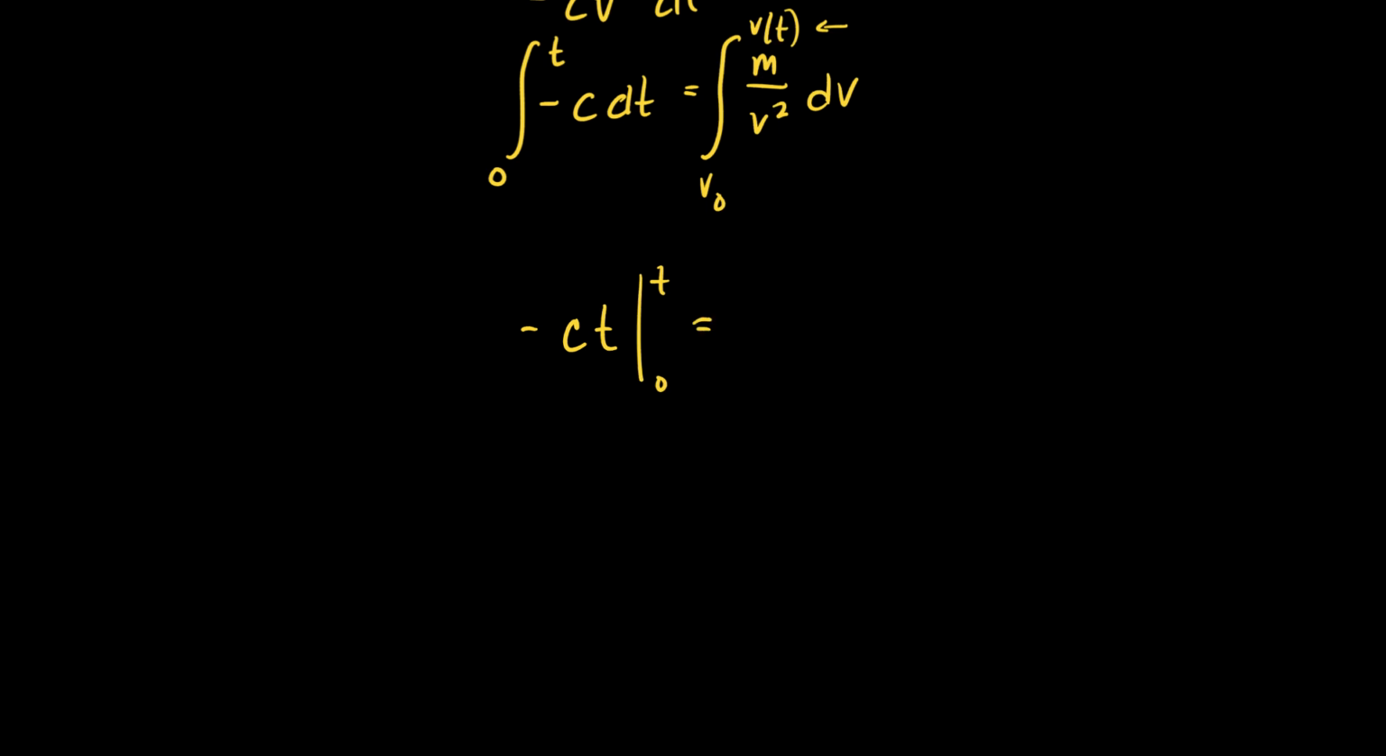On the right side, the m is just a constant. It can come out front. So I think you're all pretty aware of that. We're talking about a polynomial. I know it's 1 over v squared, but it's v to the negative 2 power. So the antiderivative of v to the negative 2 power follows the polynomial rule. I add 1 to the exponent, divide by the new exponent, and I'll get negative v to the negative 1 power evaluated from v naught to v.